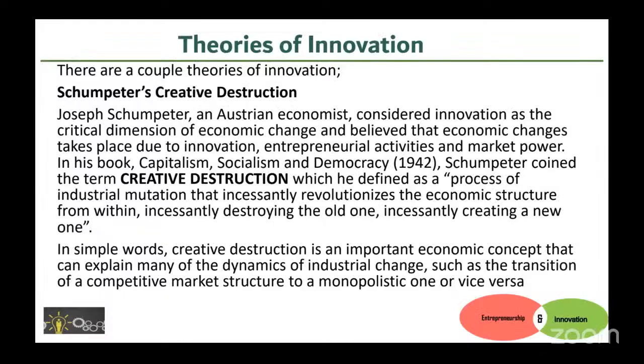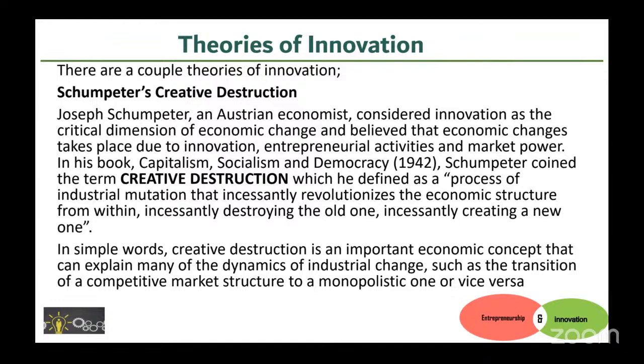Now, remember last time we talked about theories and culture of entrepreneurship, and we mentioned a lot of theories that guide the action of the entrepreneur, like the economic theory and classical theory. There are a couple of theories of innovation, which by extension are theories of entrepreneurship, but let's keep them simple and call them theories of innovation. Schumpeter's creative destruction is one of them. Joseph Schumpeter is an Australian economist and is considered an innovator. He talks about innovation as a critical dimension of economic change, and believed that economic change takes place due to innovation, entrepreneurial activities, and market power. So this is his picture.